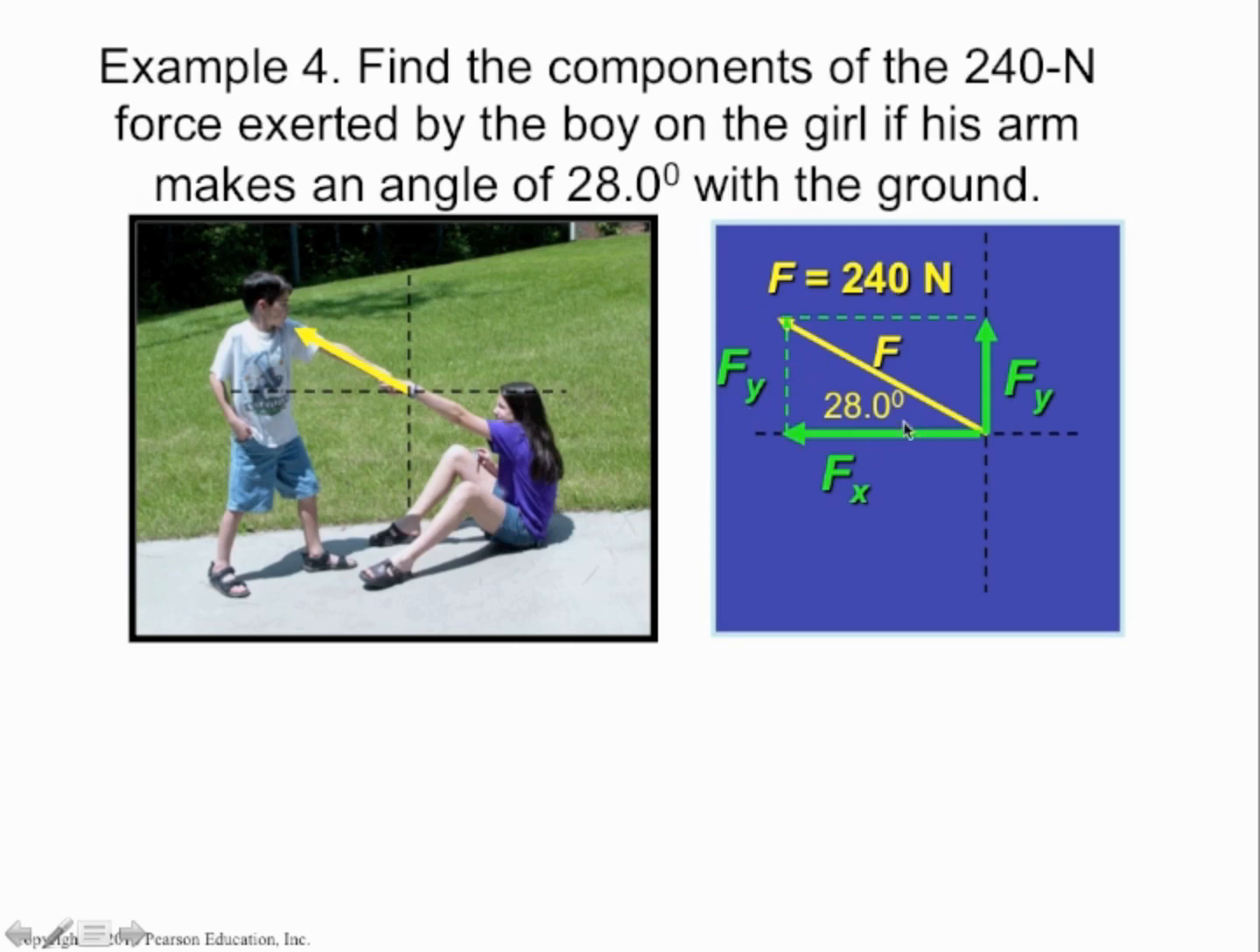Okay, so we've labeled our angle 28.0 degrees, and we know that the magnitude of the resultant is 240 newtons. Okay, so pause the video, find these components on your own, and resume when you have your answer.